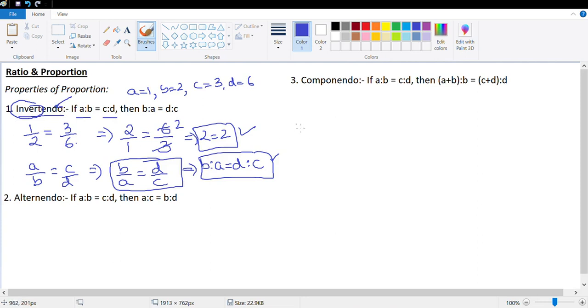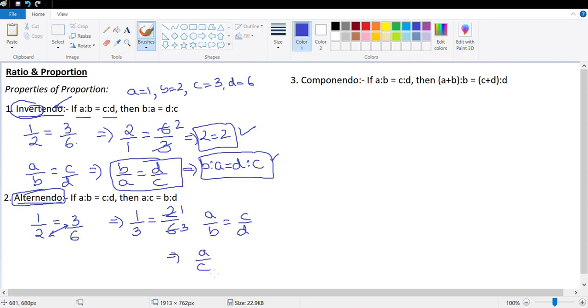Good. Let's look at the second property, which is called alternando. Let's again go back to the numbers. It's easier to understand with numbers. We talked about 1 upon 2 is equal to 3 upon 6. Let's move 2 to the numerator and let's move 3 to the denominator. This becomes 1 upon 3 is equal to 2 upon 6, which is 1 upon 3. Yes, that's correct. So this is the property which is known as alternando, which means you alternate it, which means A upon B is equal to C upon D. This means A upon C is equal to B upon D.